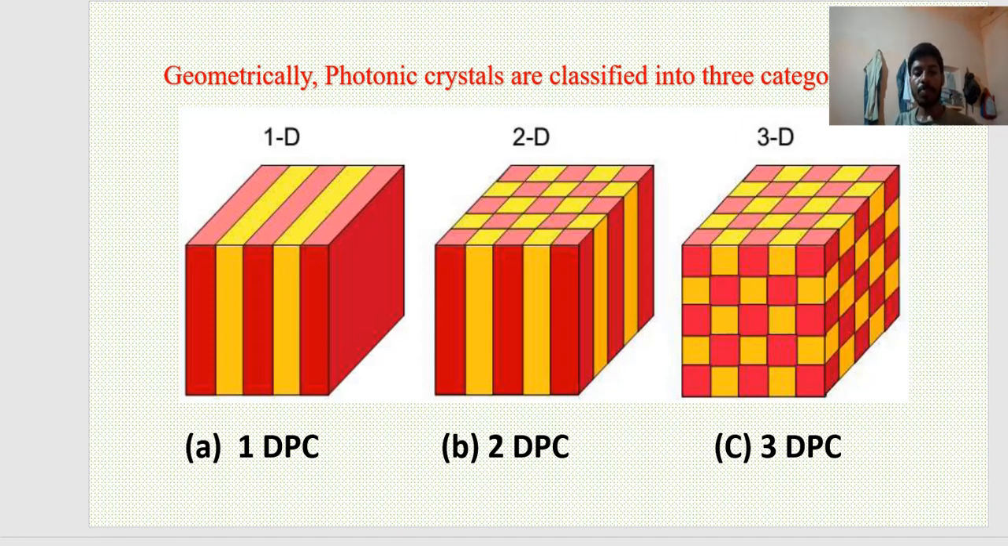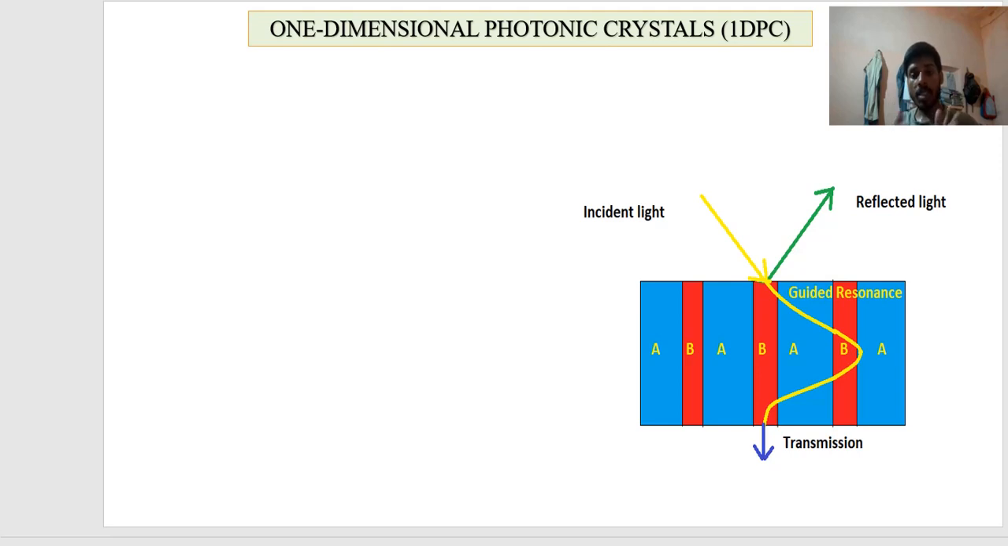Let's proceed. Now, how does light propagate in photonic crystals? We can see here that light is incident from here, it is being reflected, and then it propagates in the photonic crystal and comes out. That means there is no absorption in photonic crystals. This guided or propagating light is showing resonance. In this way, light is propagating in photonic crystals.